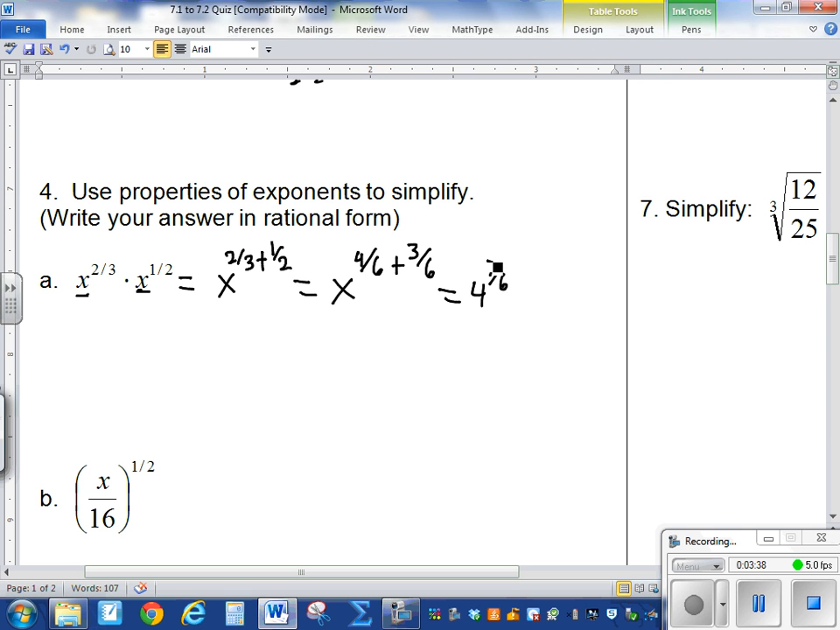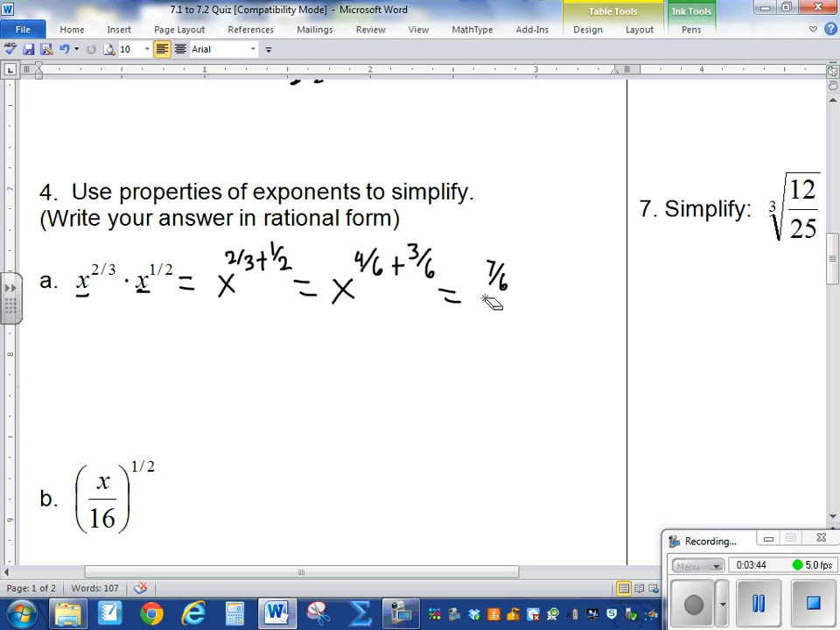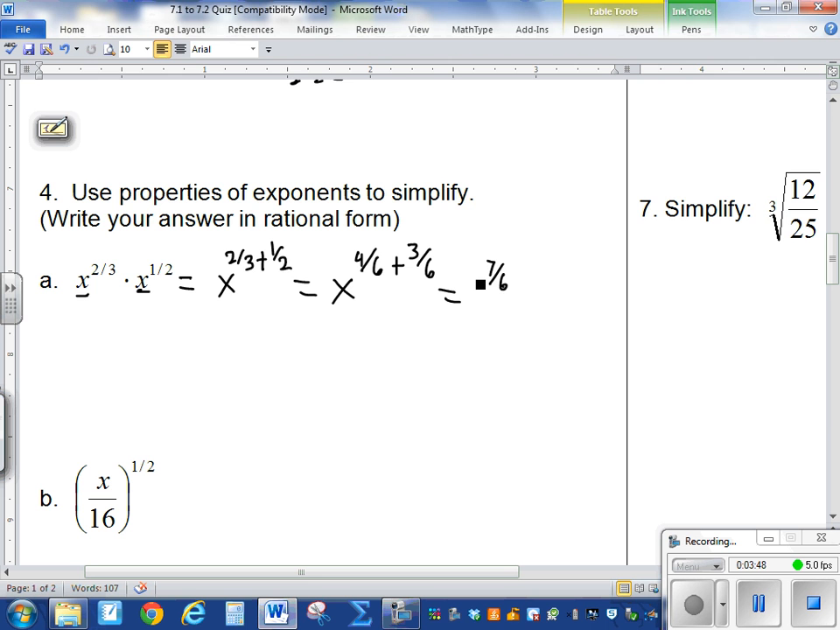Now you got 7. Oh, why did I put a 4? That's not a 4. Silly x turning into 4s. Okay, there you go. So x to the 7/6.